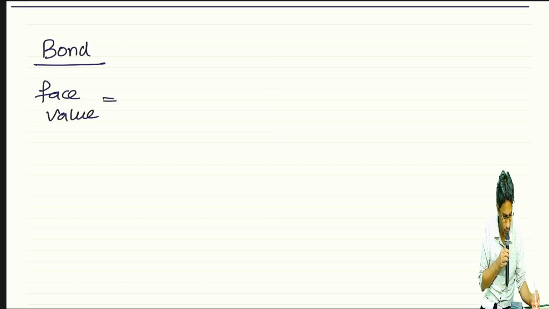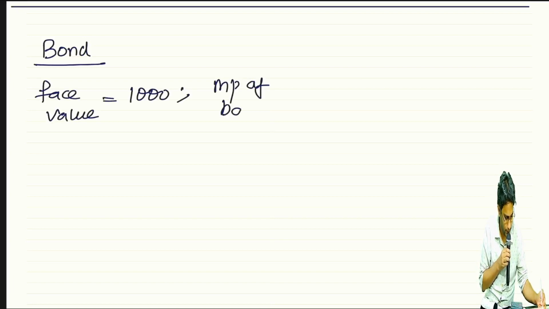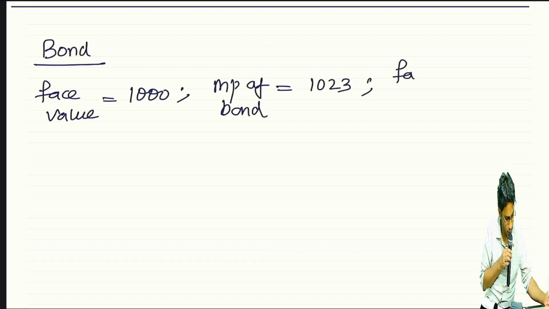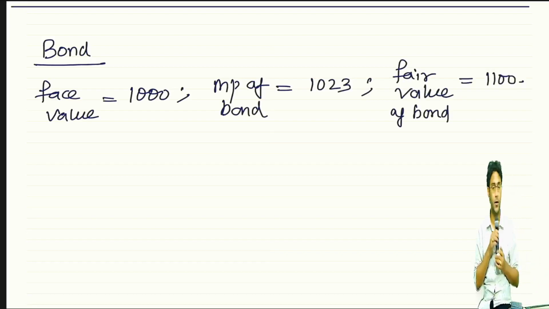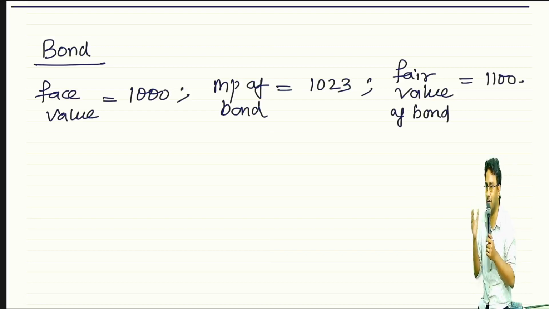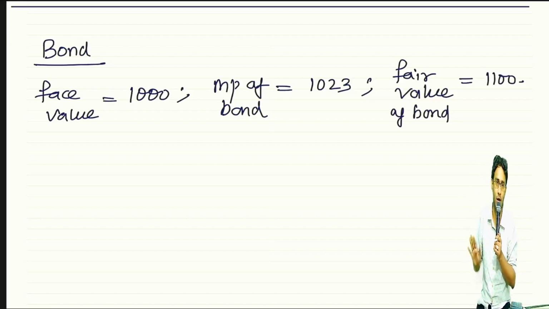Sir, there is a bond. The bond's face value is 1000. Market price of the bond is 1023. Fair value of the bond is 1100. Don't rush to the answer. Read the numbers carefully, see how I got this and from where I got this, and think. Once you see that, I have my question. Answer peacefully. There is no hurry, no first prize for correct answers. So just think and answer.